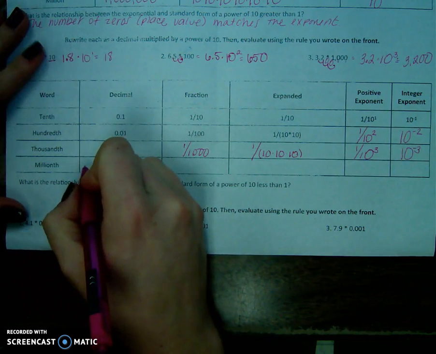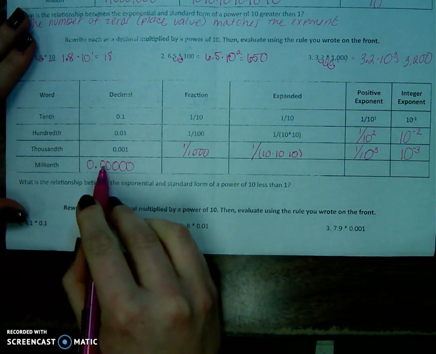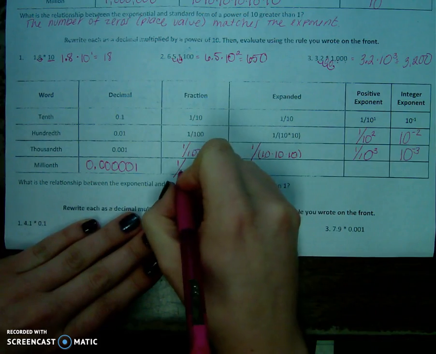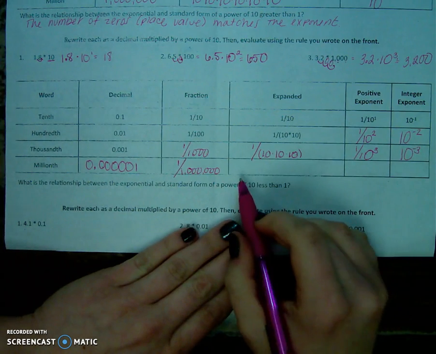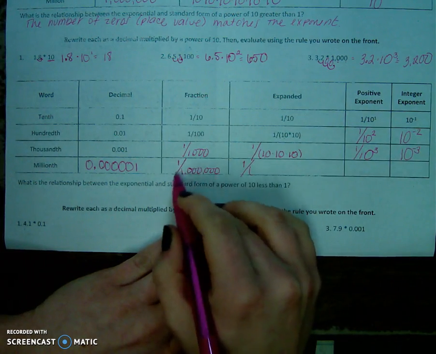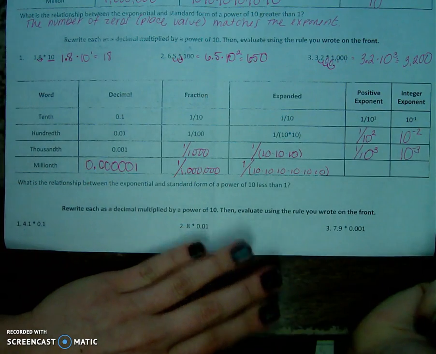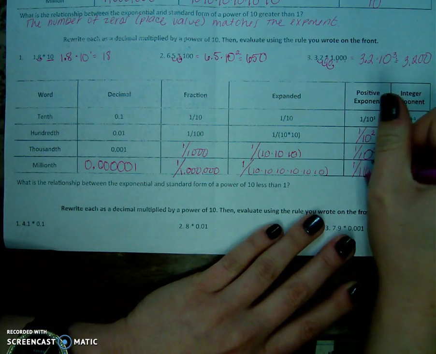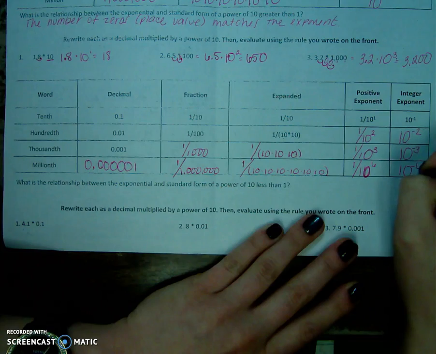And then millionth, it looks like 0 point, then there's 5 zeros and a 1. As a fraction, just looks like 1 over a million. Well, how many times is 10 being multiplied by itself to get to the millionth? 6 times, as the 6 zeros in the denominator tell us. Our positive exponent looks like 1 over 10 to the, we have 6 tens to the 6th. Whereas a negative exponent, it looks like 10 to the negative 6th.